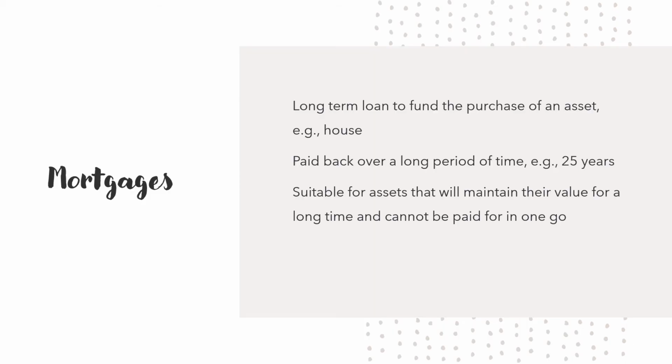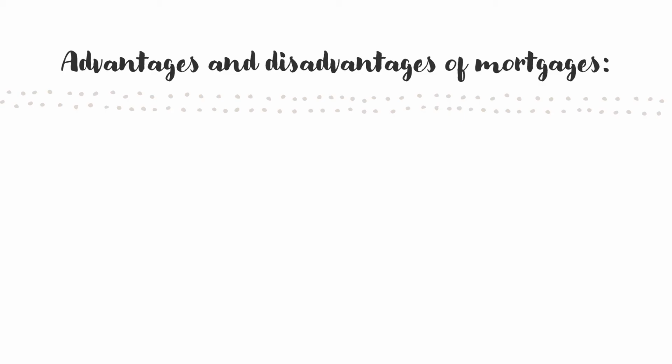What's a mortgage? A mortgage is a long-term loan to fund the purchase of an asset, mainly a house. So it's paid back over a very long period of time, for example, at least a good 25 years. And it is suitable for assets that will maintain their value for a long time. This loan, the mortgage, cannot be paid for in one go. What are the advantages and disadvantages of a mortgage?